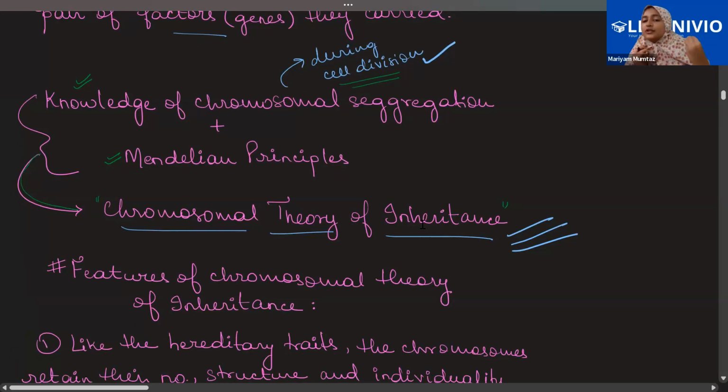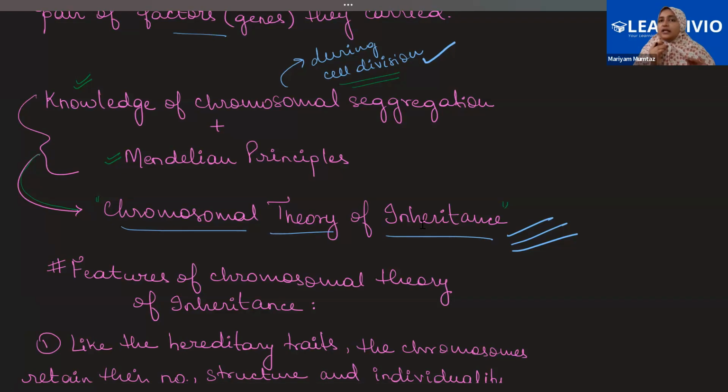Like chromosomal theory of inheritance, we already know that inheritance takes place because of the genes, right? Certain genes that are there. Now, how is the inheritance happening? It is happening because of the chromosomes, because the chromosomes are the ones that are carrying the genes. So if the genes are getting inherited, then that means the chromosomes are also getting inherited. So all in all, this is the chromosomal theory of inheritance. Clear?